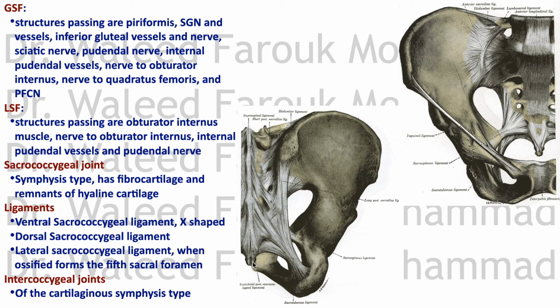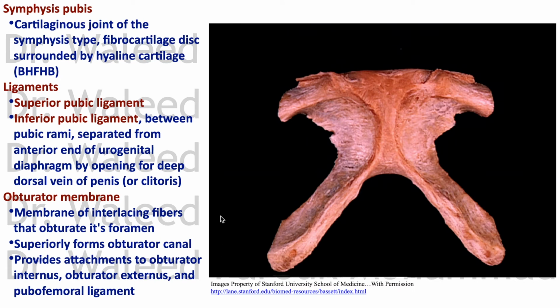The intercoccygeal joints between the vertebral pieces of the coccyx, the four pieces, are of the cartilaginous symphysis type, and the ligaments are the same we mentioned here, the ventral and dorsal sacrococcygeal.